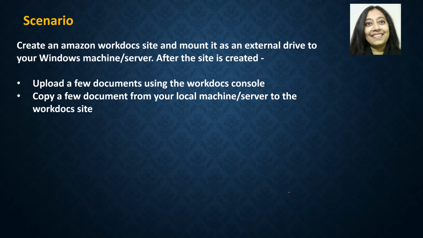Scenario for our lab today. You need to create an Amazon WorkDocs site and mount it as an external drive to your Windows machine or server. So I believe this is pretty straightforward. You create an Amazon WorkDocs site, and just like how you would have any external drive, let's say an external disk or a USB, or let's say a network drive, you need to mount this particular WorkDocs site on your Windows machine or server as an external drive.